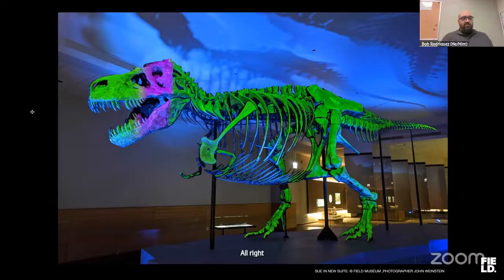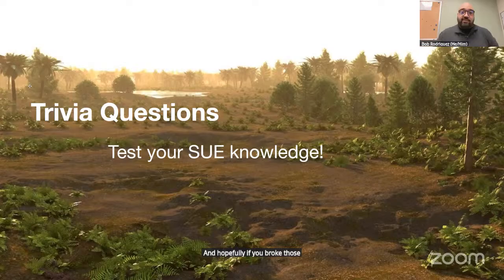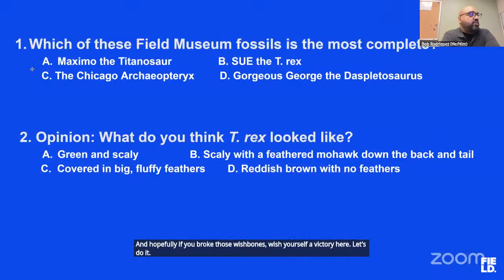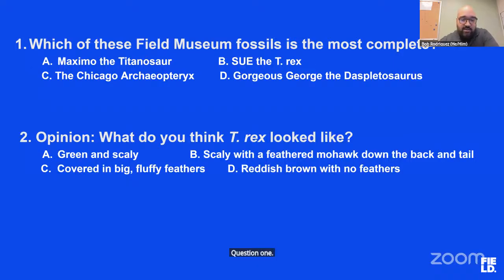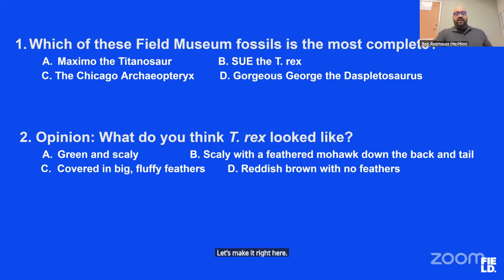Alrighty, let's do this. Let's get our last bit of trivia in there. And hopefully, if you broke those wishbones, wish yourself a victory here. Let's do it. Question 1. Oops, we gotta activate that thing, right? We can't do a poll without activation. Let's make it right here. There we go. Now it's activated.